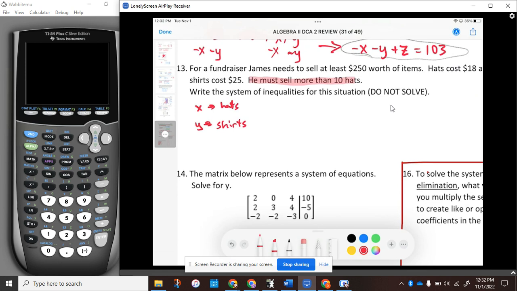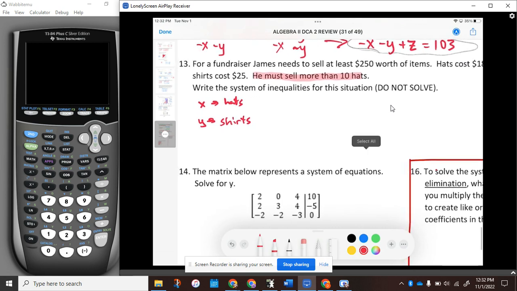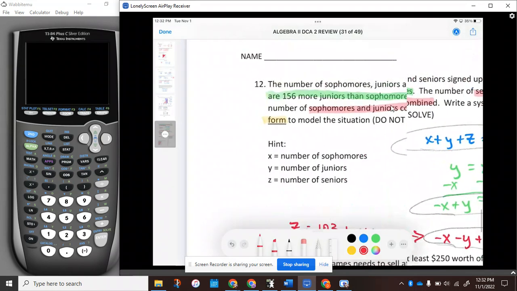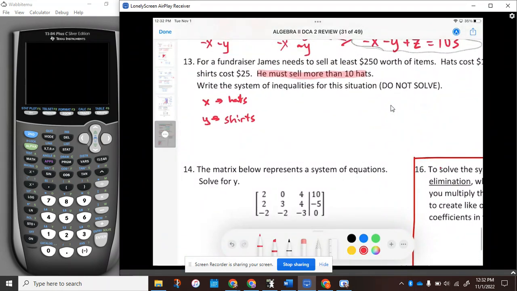Oh, hang on. Do you see anything about shirts in that sentence that I highlighted? No, that's only about hats, right? So that's just straight up X is greater than 10. Okay? The number of hats has to be more than 10. So X is greater than 10. And that's it.